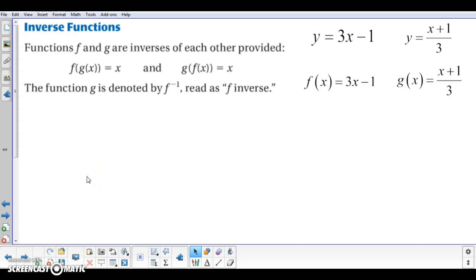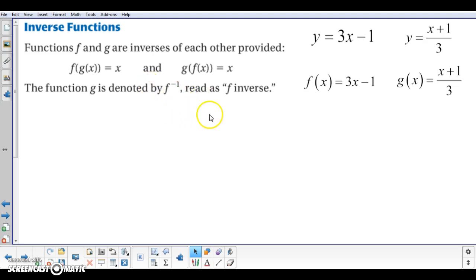As we work with inverse functions, one rule is that functions f and g, so let's say two functions, are inverses of each other provided the following is true: f of g of x is equal to x, and g of f of x is equal to x. Meaning if I were to compose two functions that were the inverse of each other, I would get x, the identity function, as my result.